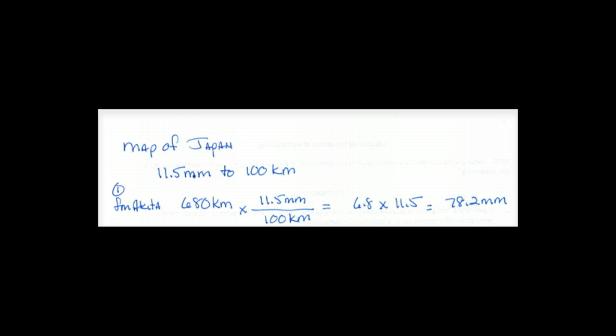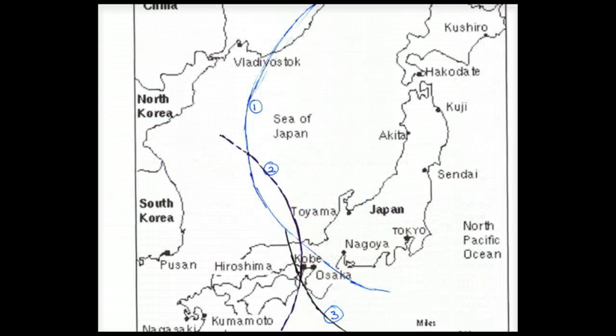So on my map, I'm going to draw a giant circle because I don't know which direction this is. But I know 78.2 millimeters away from Akita, Japan on my map is that epicenter. Okay, so here's my map. Now here's Akita. I measured out 78.2 millimeters.